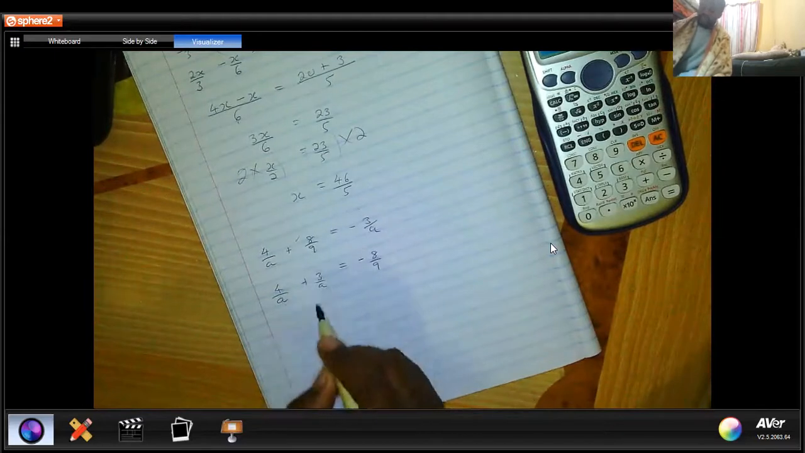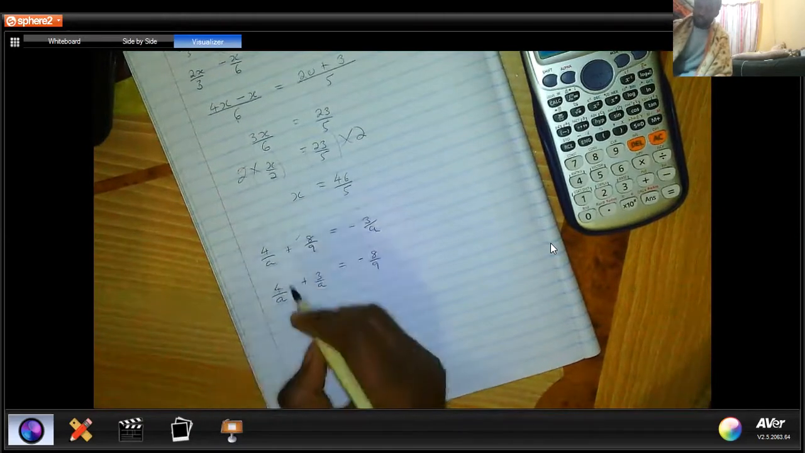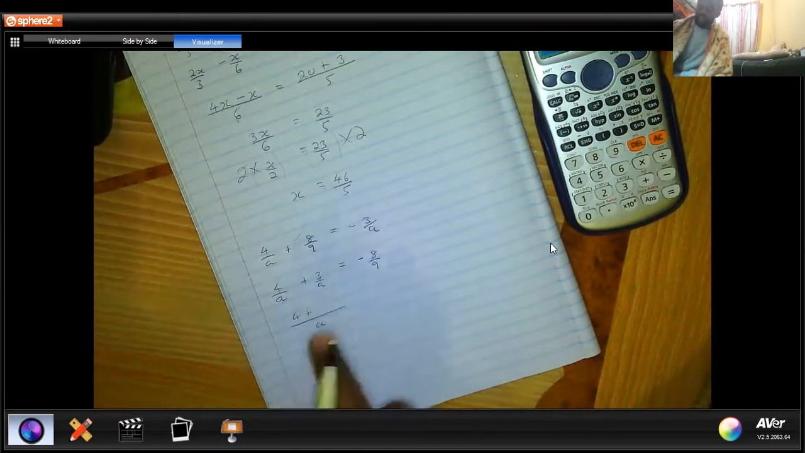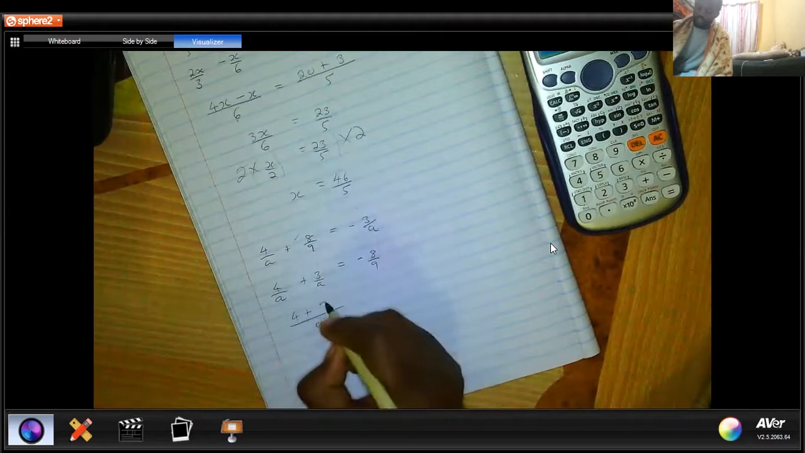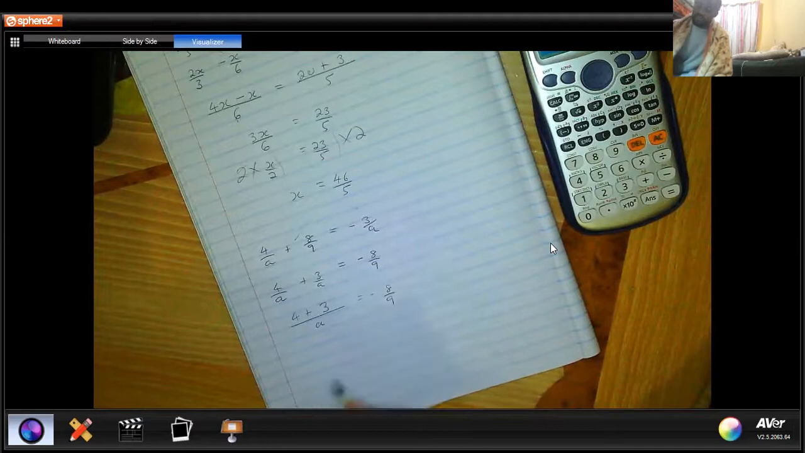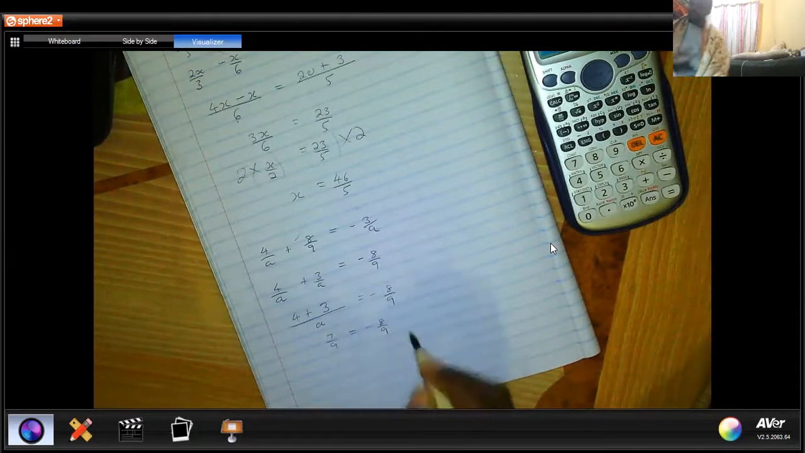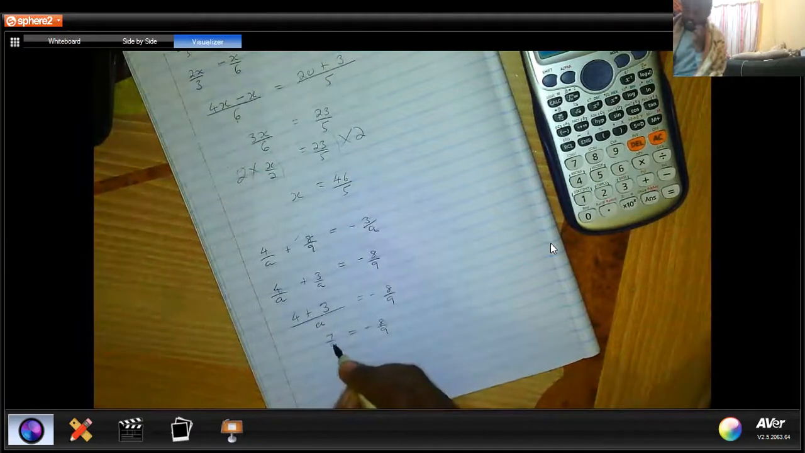The LCD between 8 and 8 is what? A over 8 times 4, 4. A over 8 times 3, 3. Equal to, there's nothing to add here. Then you've got 7 over 9 equal to negative 8 over 9. Now, remember, this is 8, not 9.